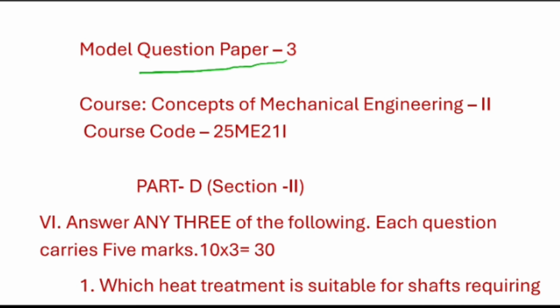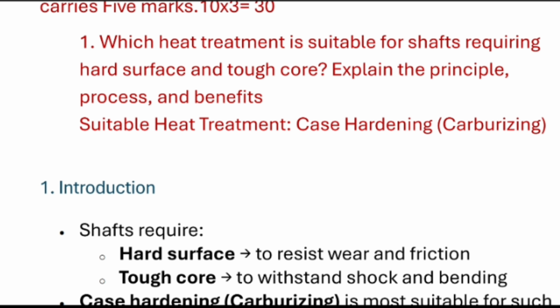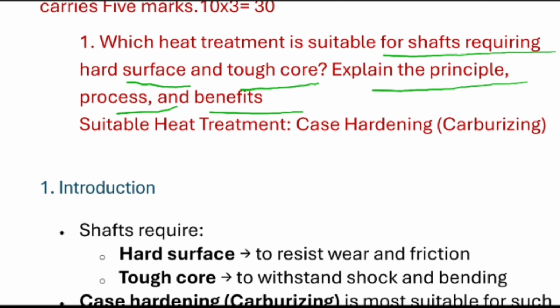This is model question paper 3, Concepts of Mechanical Engineering 2. Subject code is 25ME21I. Part D, 10 marks questions. Question number 1: Which treatment is suitable for a shaft requiring a hard surface and tough core? Explain the principle, process, benefits, and suitable heat treatment. In that case, case hardening or carburizing.